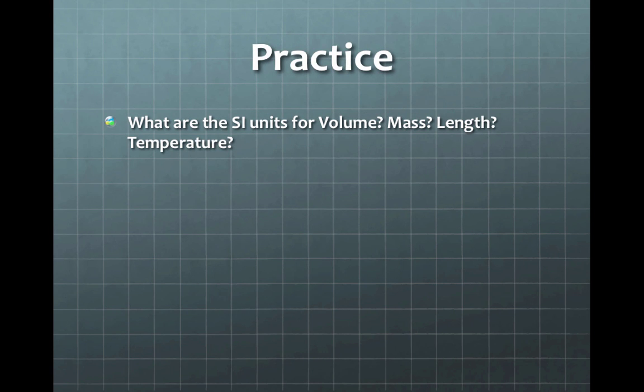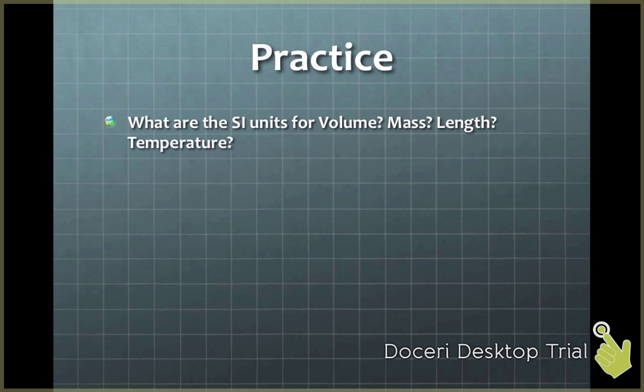Okay, so just a little bit of practice, but what are the SI units for volume, mass, length, and temperature? So the metric system likes to use liters. The SI system likes to use cubic centimeters. Okay, the metric system for mass is grams. The SI unit for mass is kilograms. They both use meters. The metric system likes to use Celsius for temperature. The SI system likes to use Kelvin for temperature.